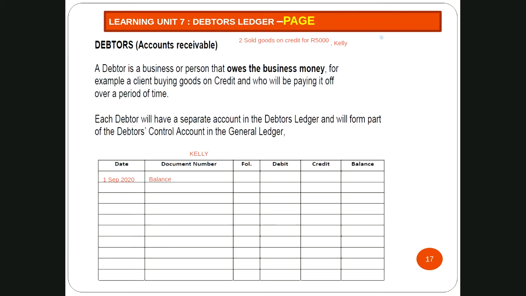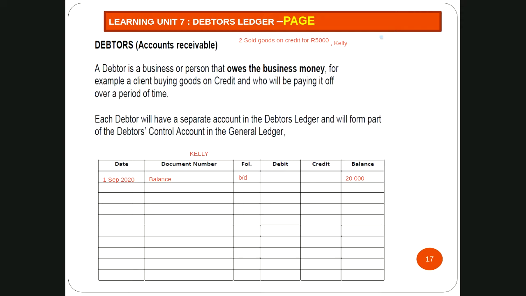Okay. So let's say Kelly, let's come up with any balance. Let's say before we sold to her, at the beginning she owed us 20,000. So the balance will be 20,000. Remember, the balance will be given to you. That's the first way. This is how to show the balance for Kelly. I just came up with the amount. In the exam or test, they will tell you that the balance at the beginning for Kelly is 20,000.